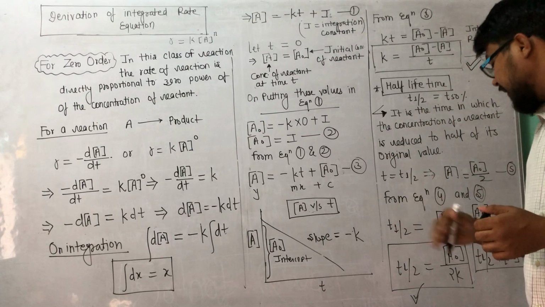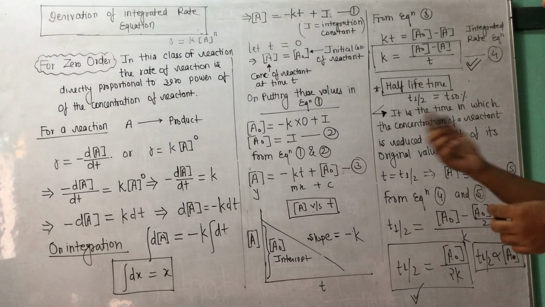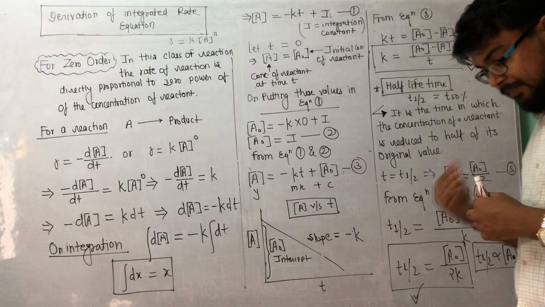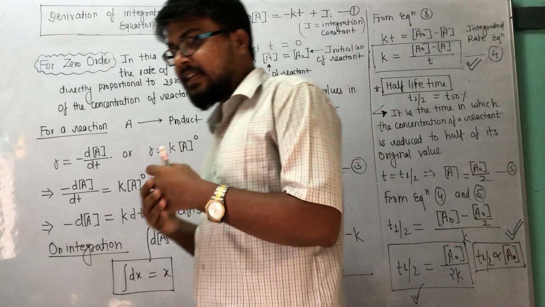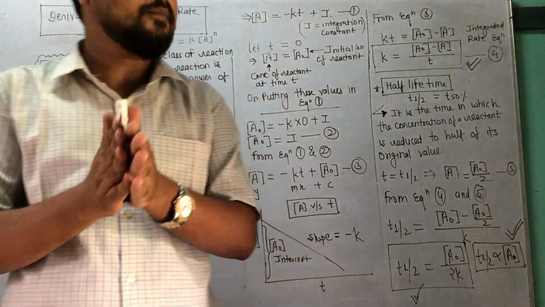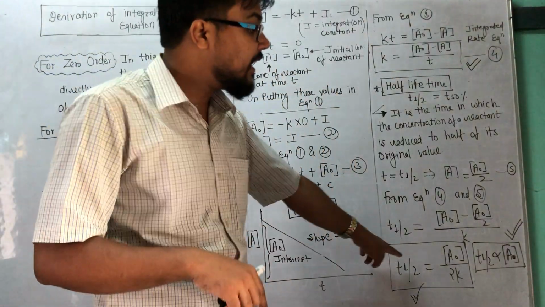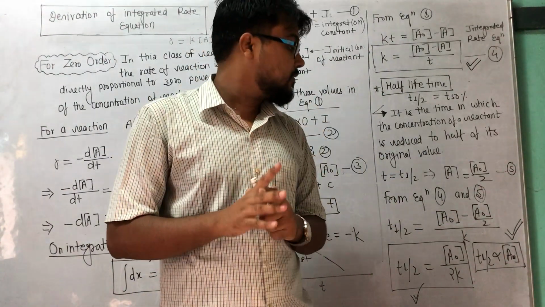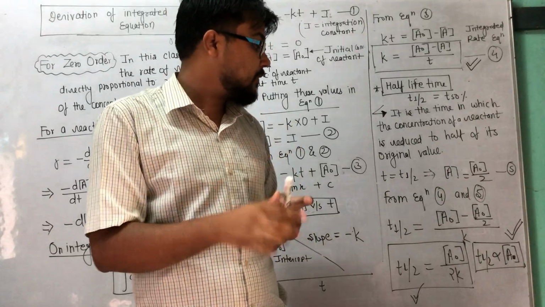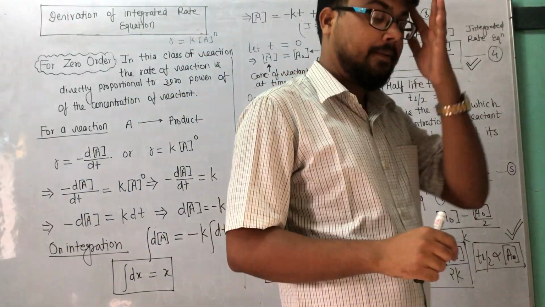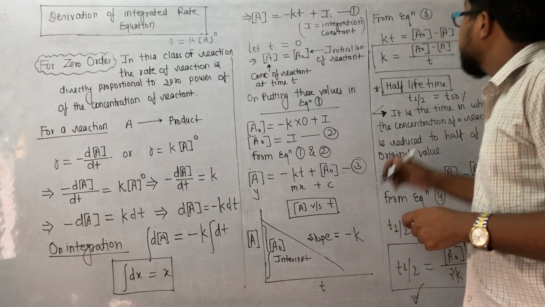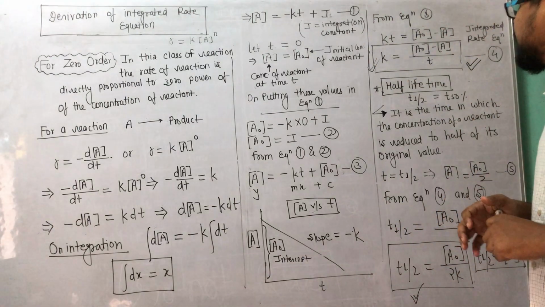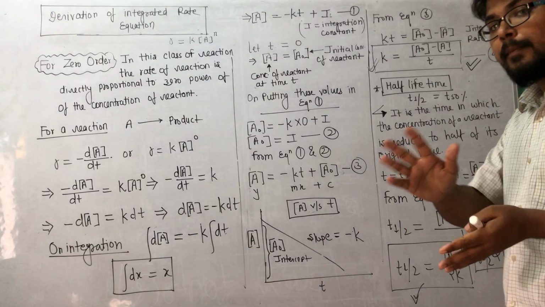In the next lecture I will make another video, and you will better know how T half can be independent of the initial concentration of reactant. But for zero order, T half is directly proportional to the initial concentration of reactant. Remember this one. And the numerical part will contain this: k equals a naught minus a upon t. How it comes, I will tell you.